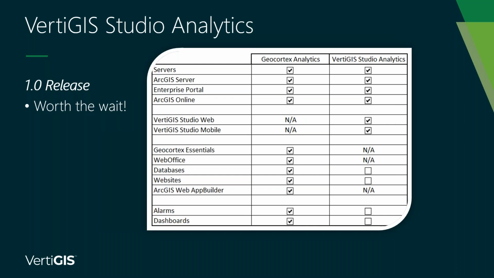So if you have been eagerly awaiting the release of VertiGIS Studio Analytics, you are welcome to reach out. The documentation is up, the installer is up. You will need to contact your account manager and just say, hey, make sure I've got the right license key, which you are entitled to as a GeoCortex Analytics customer. You are entitled to VertiGIS Studio Analytics. So by all means, ask for that and we'll make sure you've got it. So excited about that. Look forward to feedback and hearing what your first experiences are with this new product.